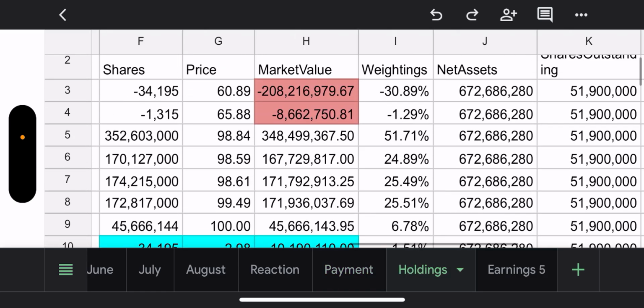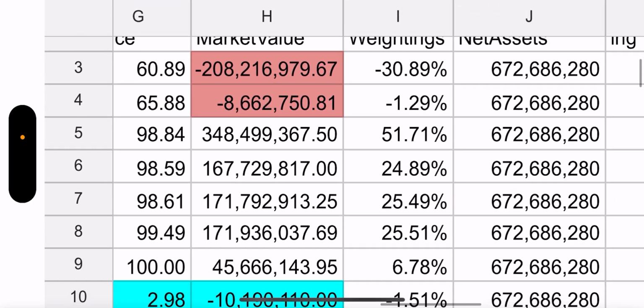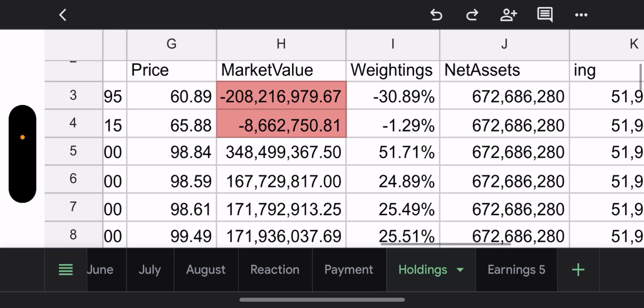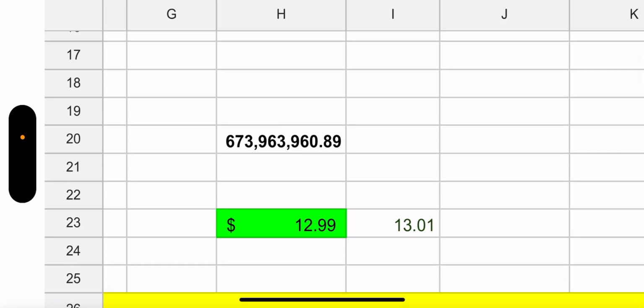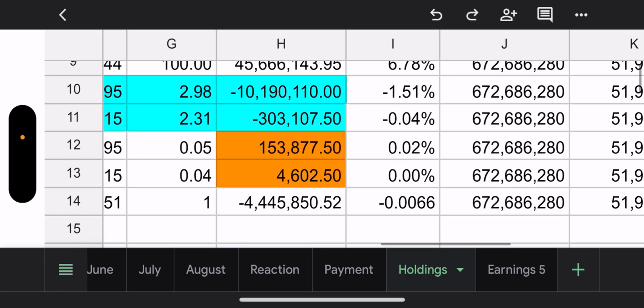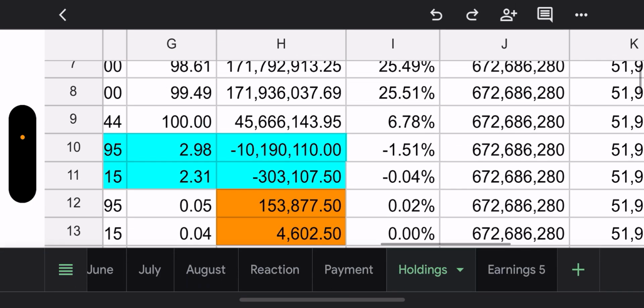So if we go to the holdings, we got this. This is what we're looking at, right, guys? This is what we're looking at. A synthetic loss on the put side of 208 mil and 8.6 mil. You're going to have to pay it. But again, it's already priced into the NAV. How do we know that? Well, it's in the market value. So if you go down here, see, it's added into that market value number, which gets added into the NAV. It shows 12.99. Okay, 13.01.